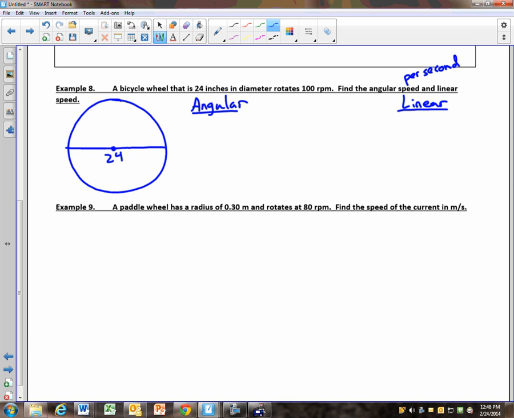What is the formula for angular speed? Omega equals theta over t. All right, so how much time has gone by? It says 100 rotations per minute. So per minute, how many seconds have gone by? 60 seconds.